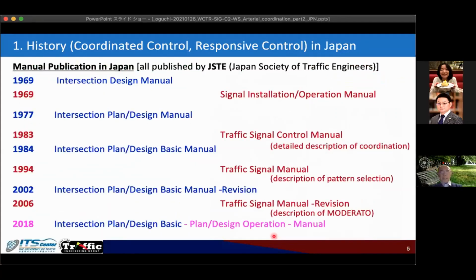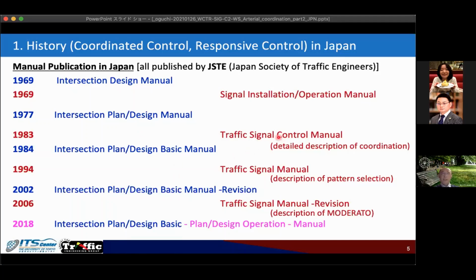This slide explains some technical manuals and the background for such practices. The first manual on signal control was published in 1969. Also, a design manual for the intersection, a geometric design manual or plan, also started, and it was published in parallel under different timelines.